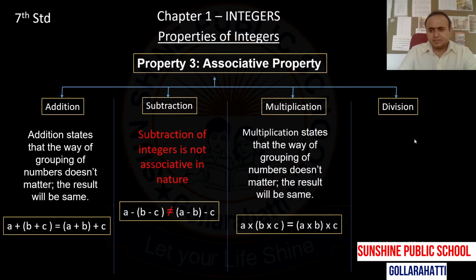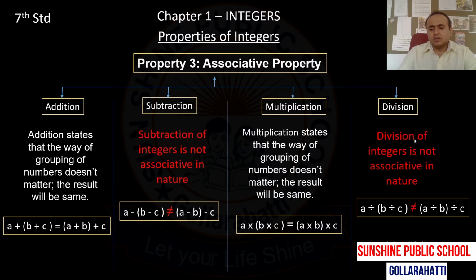answer same ಬರುತ್ತೆ ಅಂತ ಹೇಳ್ತಾರೆ. Next, under division, division of integer is not associative in nature because A divided by B divided by C is not equal to A divided by B divided by C. ಇದು ನಮಗೆ divide ಮಾಡಕ್ ಆಗಲ್ಲ, divide ಮಾಡಿದ್ರೆ answer same ಬರೋದು ಇಲ್ಲ.